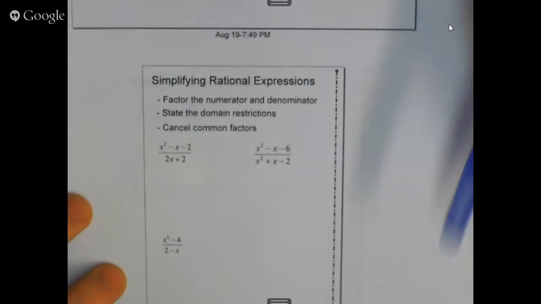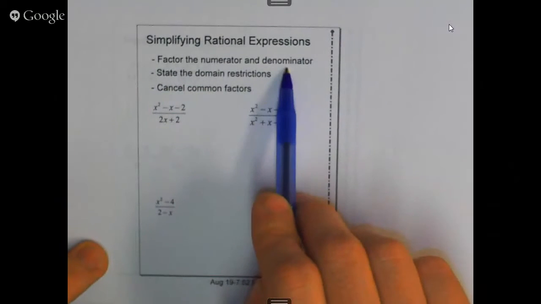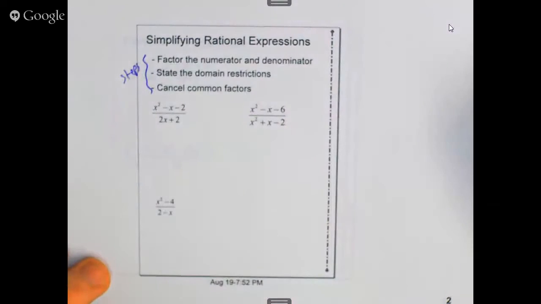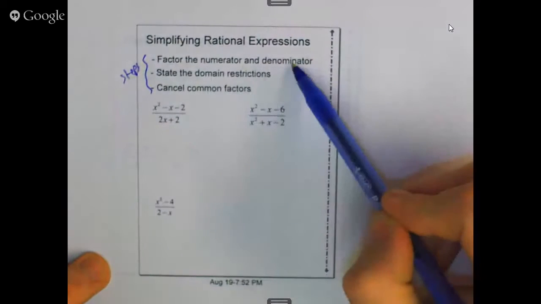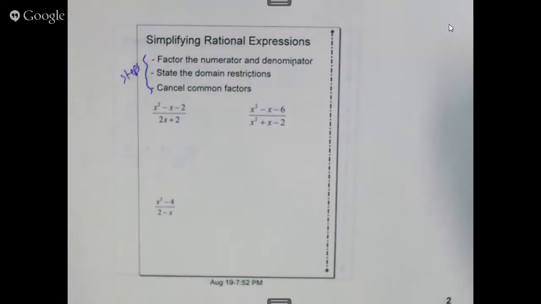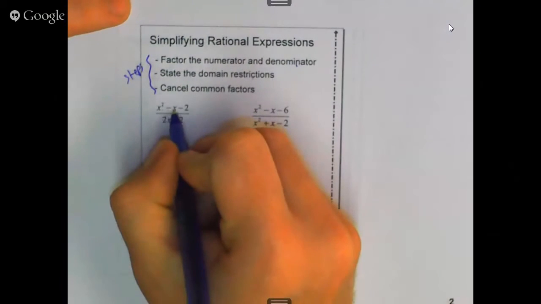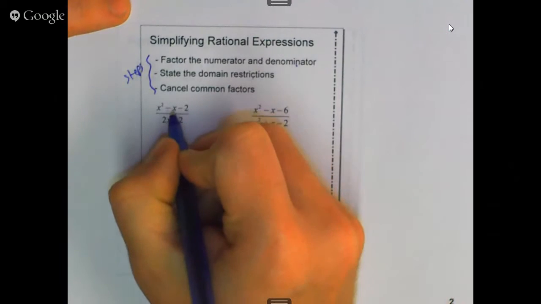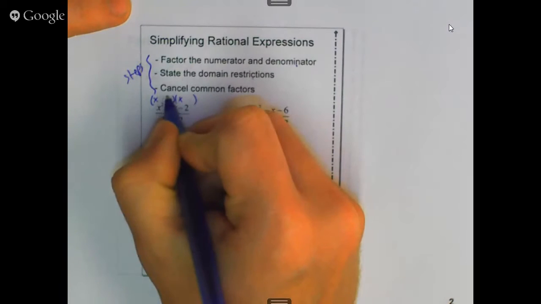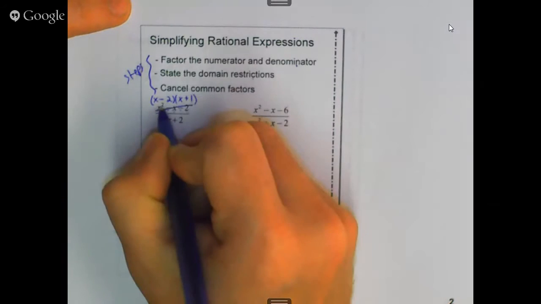Simplifying rational expressions. We're going to factor the numerator and denominator. These are your steps. I like to teach these in steps. Factor numerator and denominator, state the domain restrictions, cancel common factors. So we want to factor the top and bottom. I have x squared minus x minus 2. So that's factors of 2 that subtract to 1. So it's x, x, 2 and 1. Signs are different. The bigger one is negative. So minus, plus.